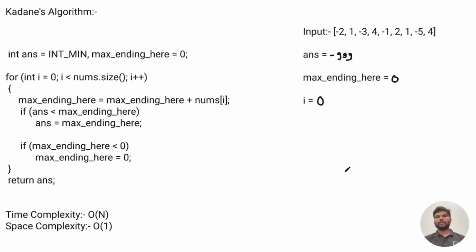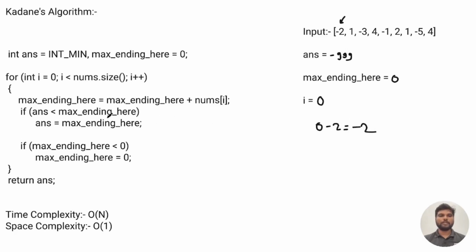So the input which is given to us is shown here. Firstly, we have initialized answer with int min. I have considered int min as a number which is way negative, like -999. Okay, and the max ending here is initialized with 0. Then we are running a for loop with I initialized to 0. Okay, so now let's look at what happens in each iteration. As the first step, we are adding max ending here with nums of I, which is pointing to this -2, so max ending here becomes 0 minus 2, which gives us -2.